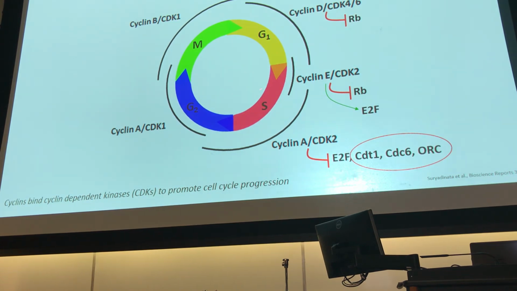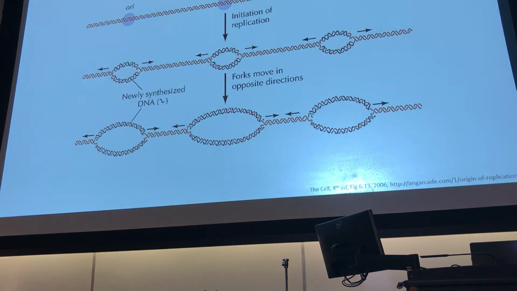Now, once you're in S phase, its claim to fame is actually DNA replication, right? So remember, that's what's happening in S phase, the DNA is being replicated. And it's going to replicate the DNA through these important proteins, CDT1, CDC6, and the ORC complex. So, just to start, when we're replicating our DNA, there are sequences in the genome called origin of replication sequences, and they tell the cell where to initiate replication.